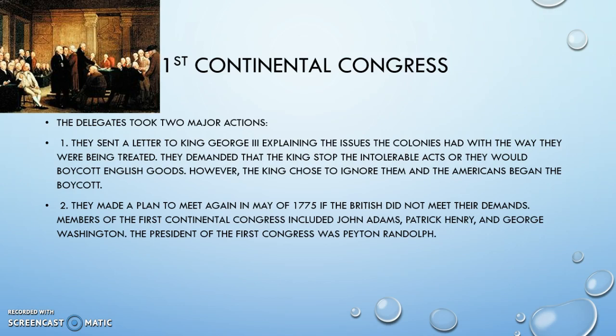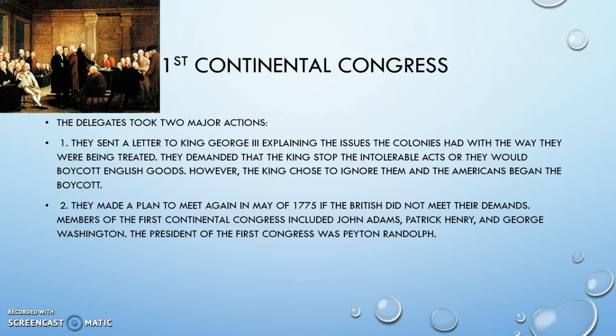The delegates took two major actions. So with the Continental Congress, they did two things. The first thing, they sent a letter to King George III explaining the issues the colonies had with the way they were being treated. And they demanded the king stop the Intolerable Acts or they would boycott English goods. So they said, King George, look, stop all of these taxes, stop the Intolerable Acts. If you don't, we're not going to buy anything else that comes from England.